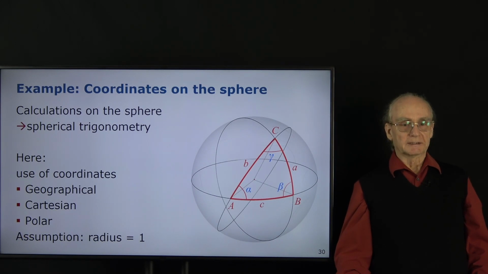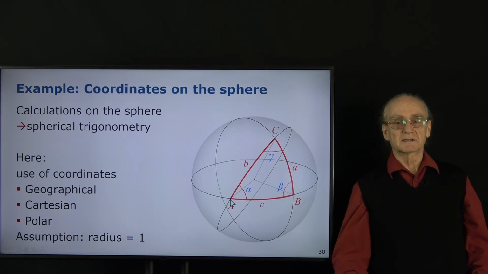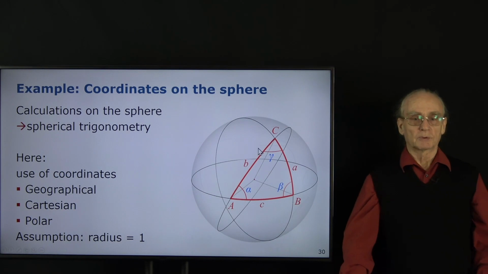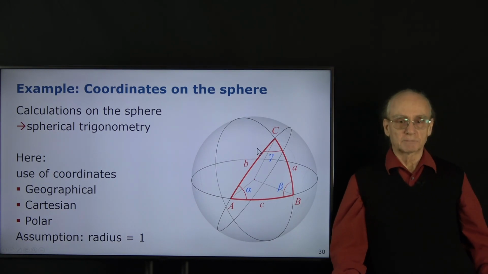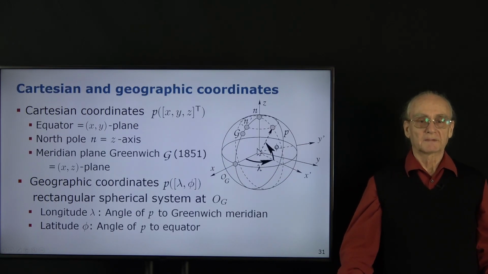Usually we use coordinates, and you know, of course, geographical coordinates, latitude and longitude. You can imagine Cartesian coordinates in a 3D coordinate system with the origin of the sphere in the center. And you can imagine a polar coordinate system. For instance, if you want to know where C is with respect to A, you could say it's in this direction and at that distance. So we will talk about geographical, Cartesian and polar coordinate systems on the sphere.